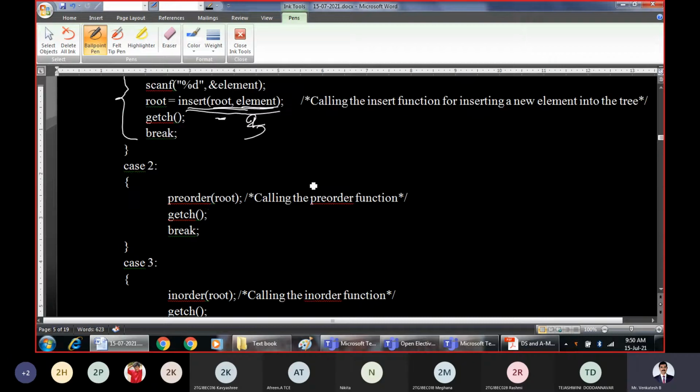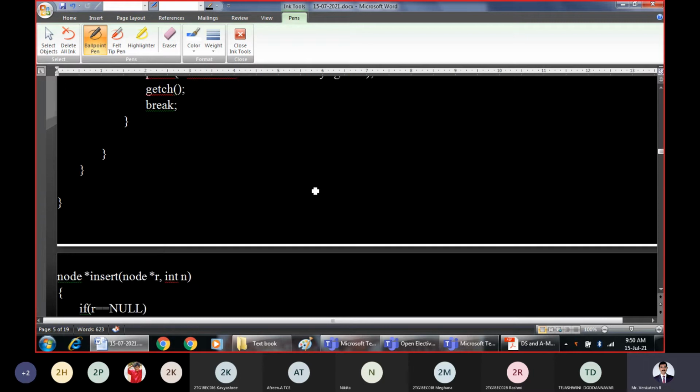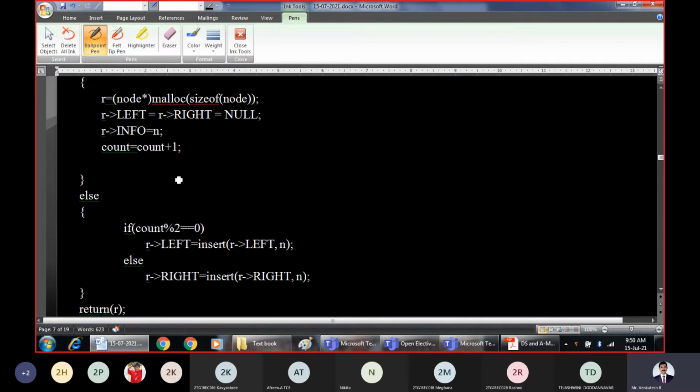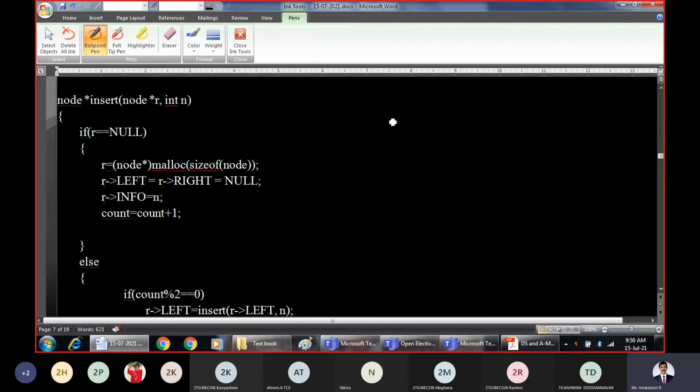Now if you go to the definition of the insert function, which we have already studied, the insertion takes place depending on the count value. We divide it by 2. If the remainder is 0, insert it at the left side. If the remainder is not 0, insert it at the right side. That is how we create the tree, and ultimately the tree gets created like this.